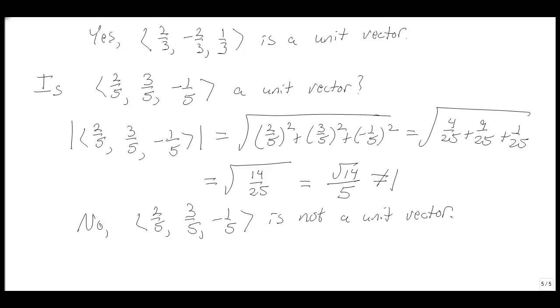Okay. Now, there's some unit vectors that we've mentioned already that we should talk about. These are the standard unit vectors. And so these were the i, j, and k. So i, this is the vector 1, 0, 0.